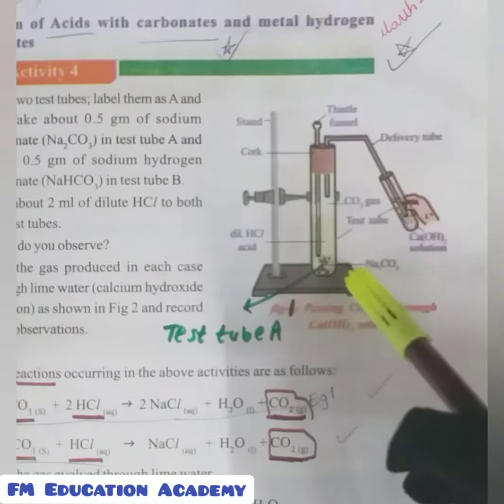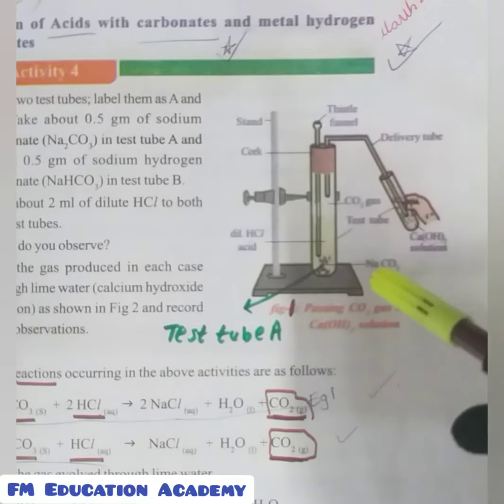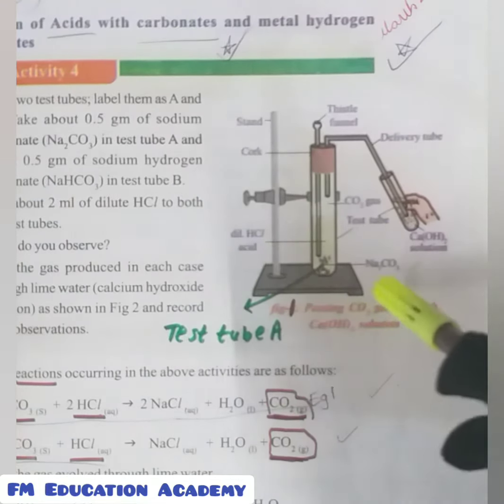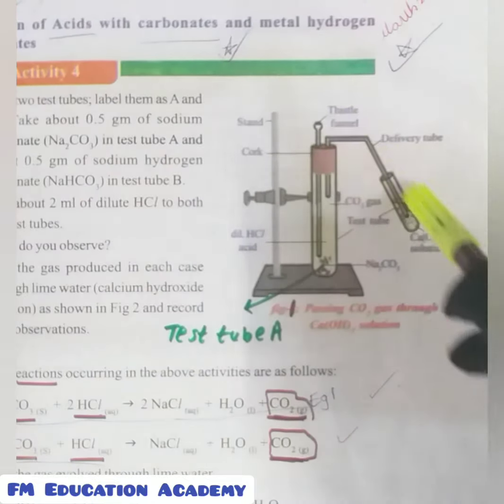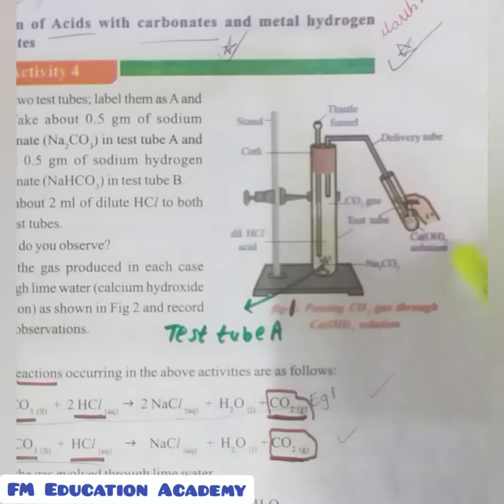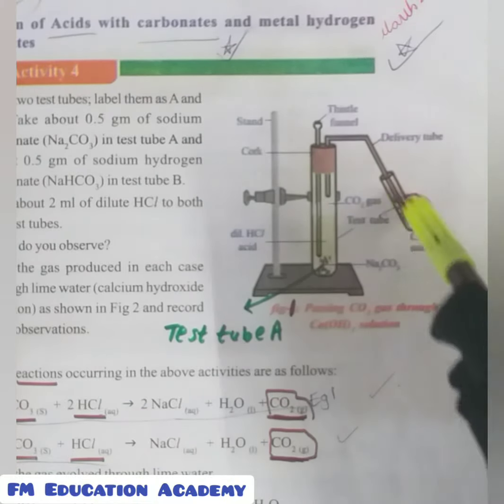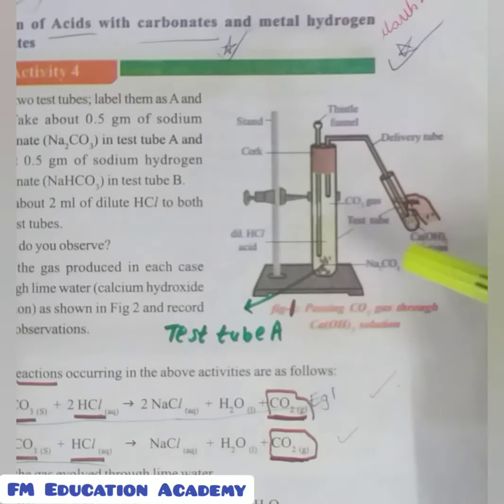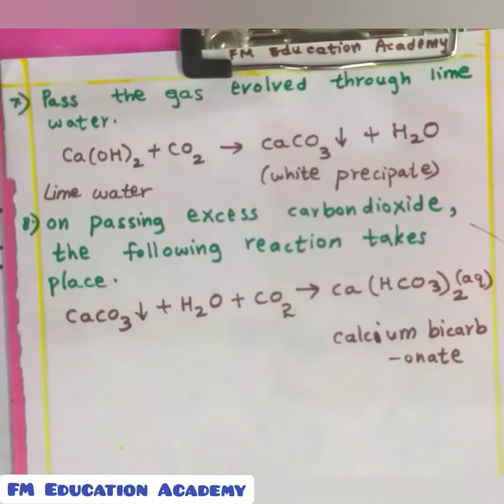Because carbon dioxide, we know it is colorless. We don't know whether carbon dioxide is produced or not. How to know that carbon dioxide is released? When a metal carbonate reacts with acid or when a metal hydrogen carbonate reacts with acid, we pass the gas through a calcium hydroxide solution, also known as lime water solution. When that calcium hydroxide solution turns milky white, we can say that carbon dioxide is released in this test tube.